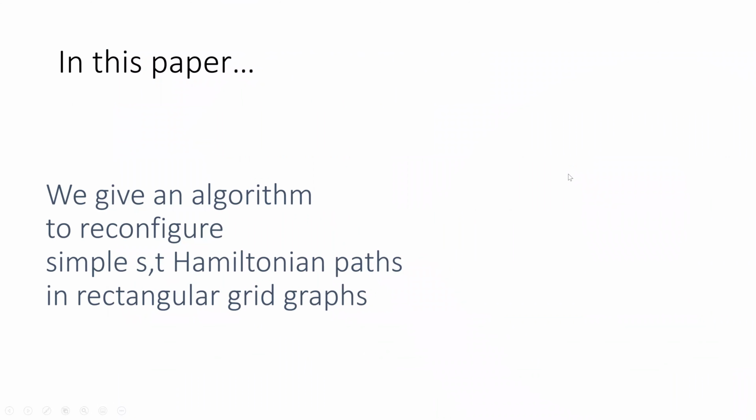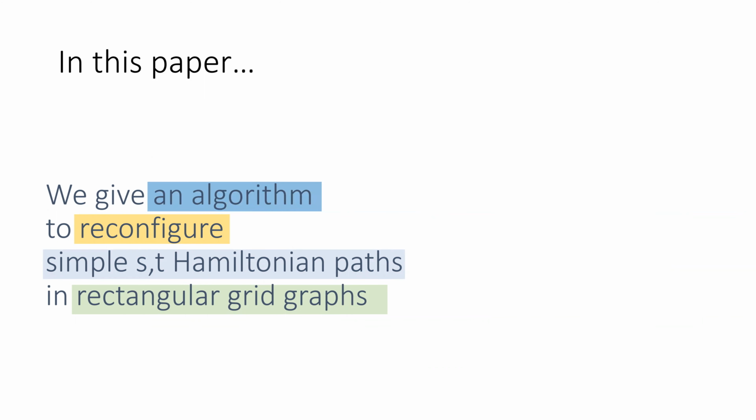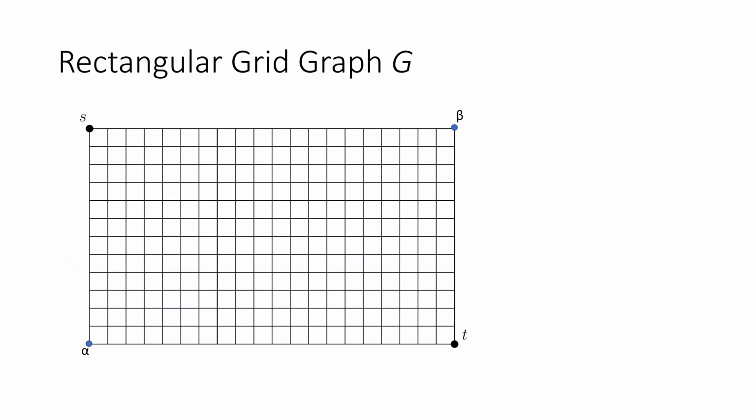In this paper, we give an algorithm to reconfigure simple ST Hamiltonian paths in rectangular grid graphs. We will first define rectangular grid graphs, then we will define simple ST Hamiltonian paths, then we'll ask the reconfiguration question. Finally, we give an algorithm to do the reconfiguration.